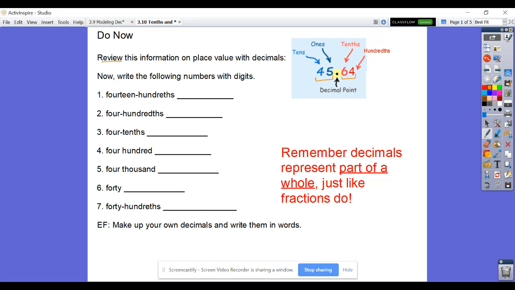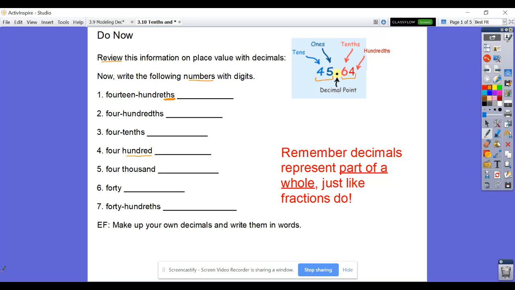So I think all of these numbers below written in words, some of them are whole numbers, some of them are part of a whole. So please pay attention if it's asking you, for instance, for hundredths versus hundred. Pay attention to that distinction.